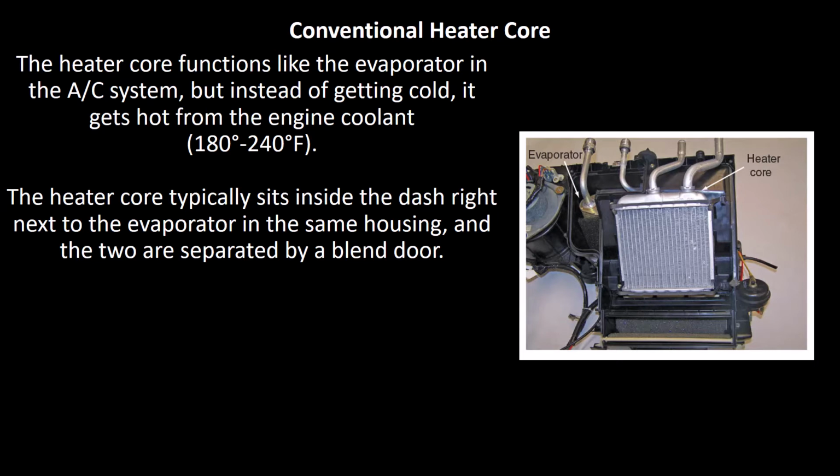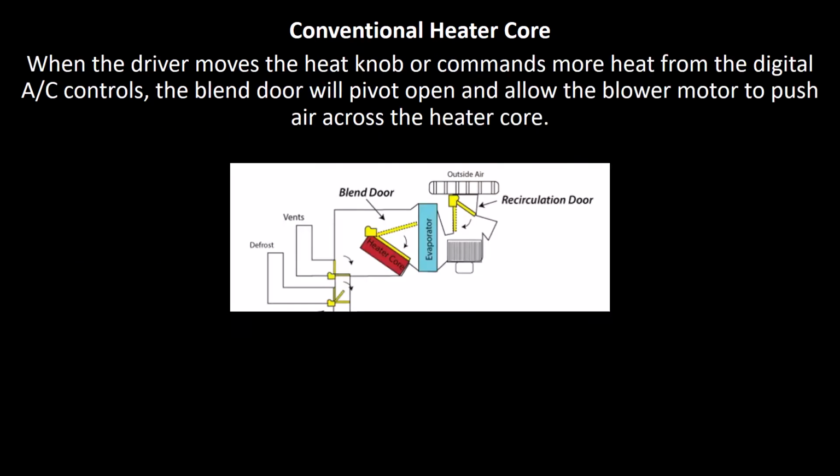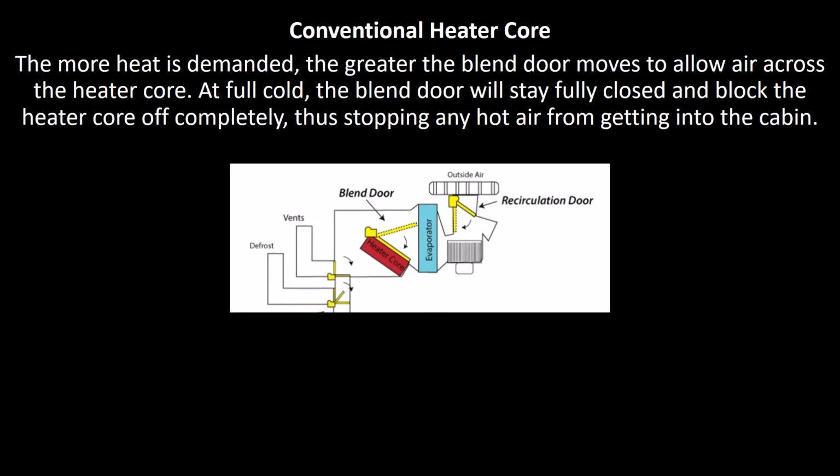As you can see from the picture, the heater core typically sits inside the dash right next to the evaporator in the same housing, and the two are separated by what we call a blend door. When the driver moves the heat knob or commands more heat from the digital AC controls, the blend door will pivot open and allow the blower motor to push air across the heater core. The more heat is demanded, the greater the blend door moves to allow air across the heater core.